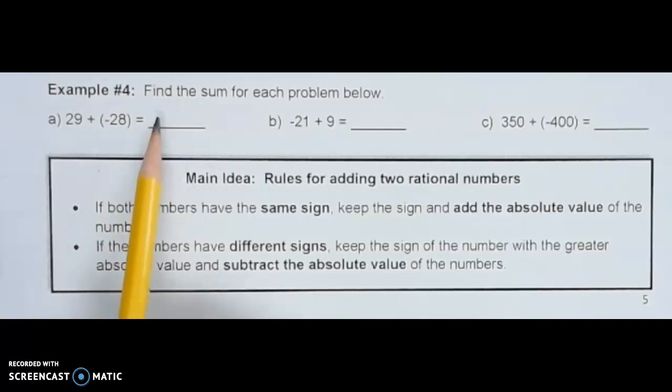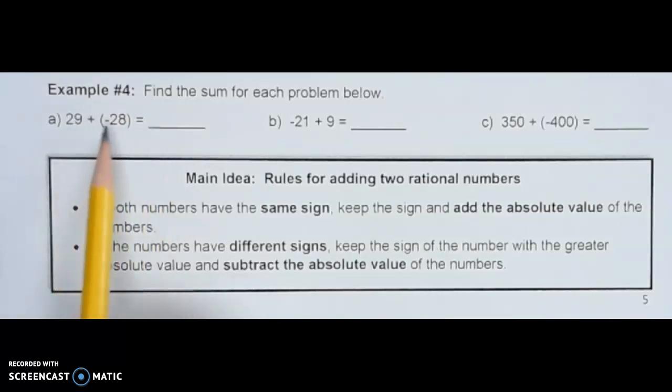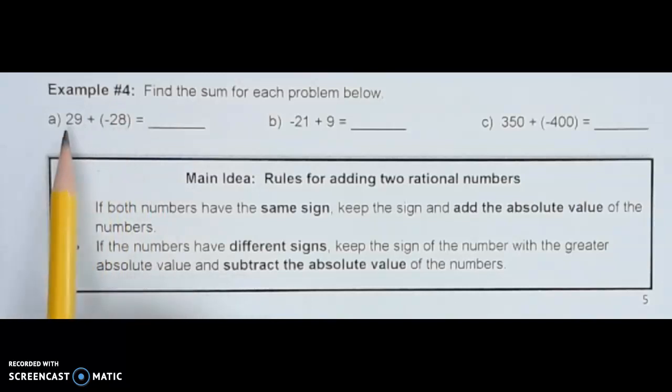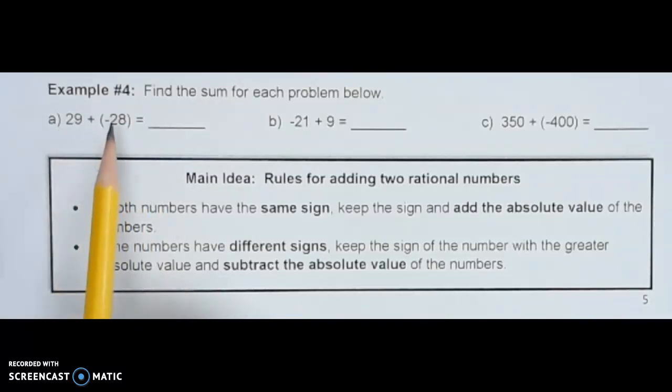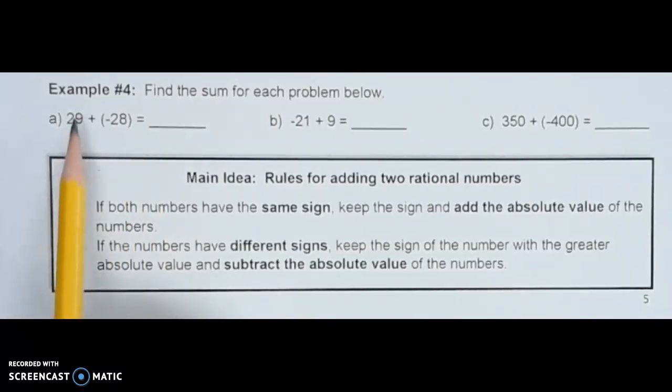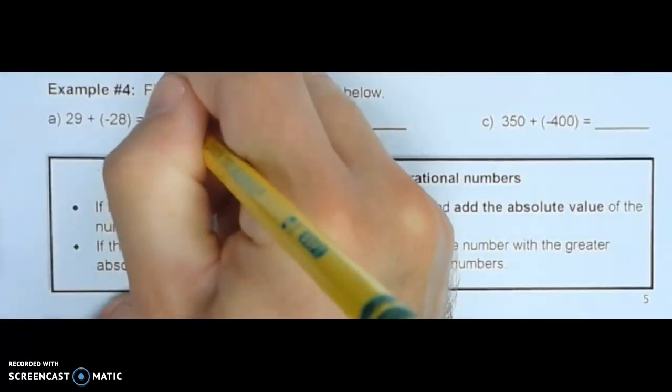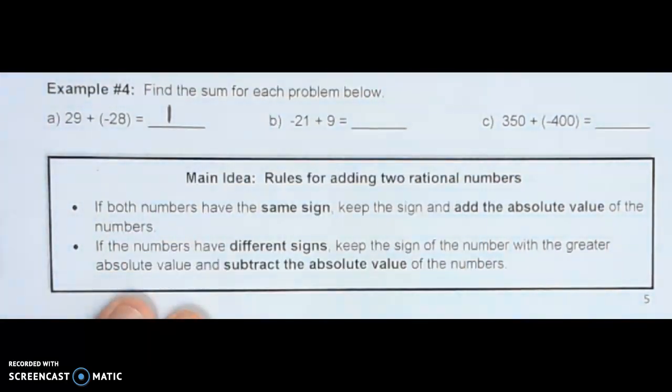In this example, positive 29 has a greater absolute value than negative 28, so I know my answer will be a positive number. And then remember, when the signs are different, you have to subtract the absolute values in order to get your answer. 29 minus 28 is equal to 1. And again, it's going to be positive 1 because the positive number has the greater absolute value.